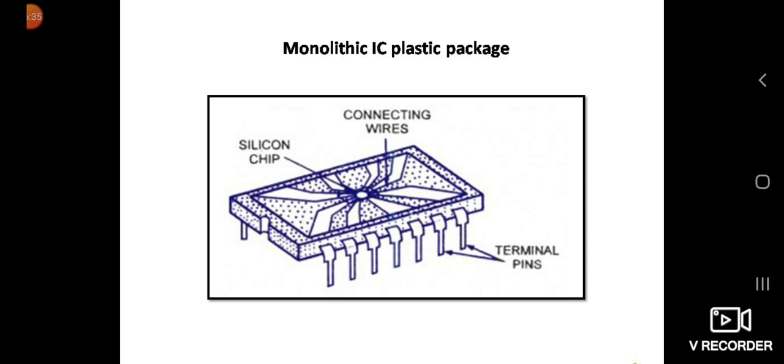This is the monolithic IC plastic package. You can see the silicon chip inside and the external terminal pins. It is a DIP package, dual inline package. That is, you can see the same number of pins on both sides of the IC, and the connecting wirings are shown. That is the metal contacts which are connecting the chip with the terminal pins. The chip is packed inside a plastic package to protect it from the external atmosphere.